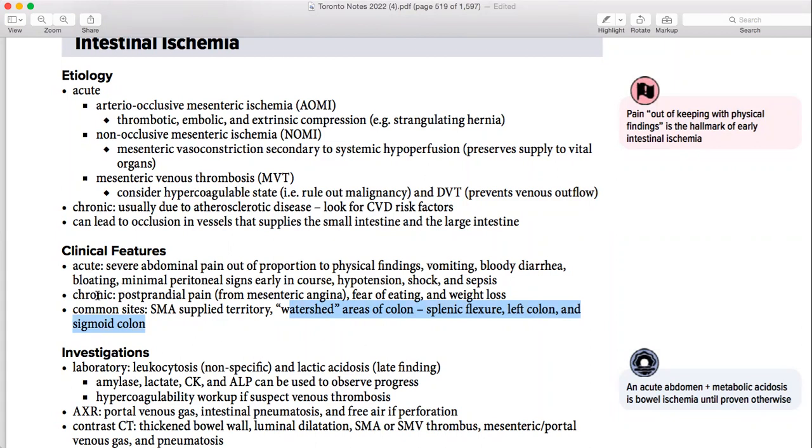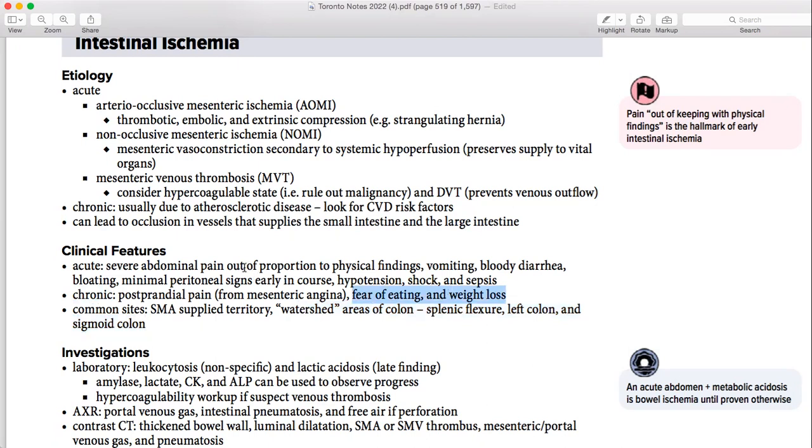Chronic is basically when the patient has already developed tolerance to it. So it is kind of okay, but the chronic will present with the fear of eating. So they might have weight loss. They feel like after eating food, they will have pain, right? So chronic, you need to know after eating, they will have pain. So they have fear of eating. That's why they're having weight loss.